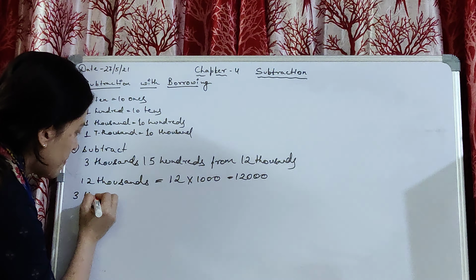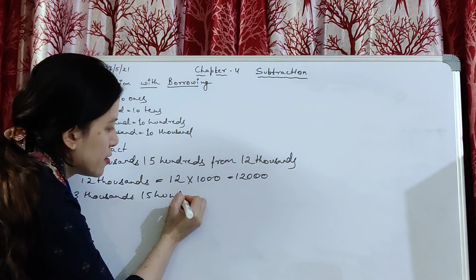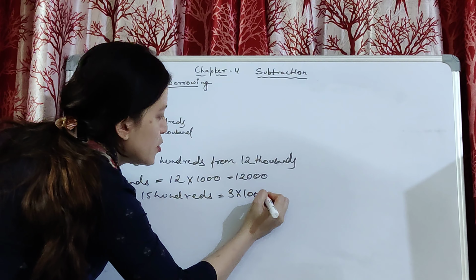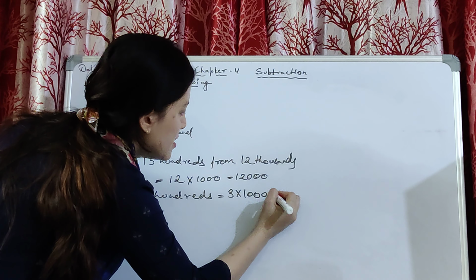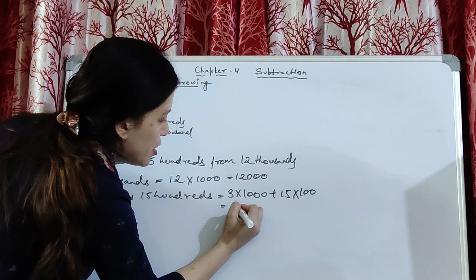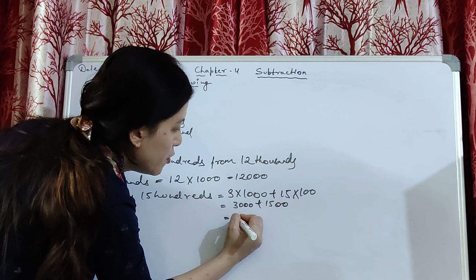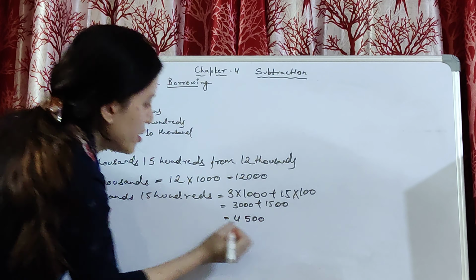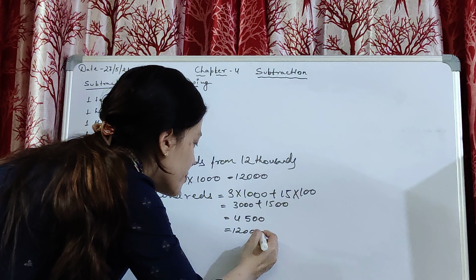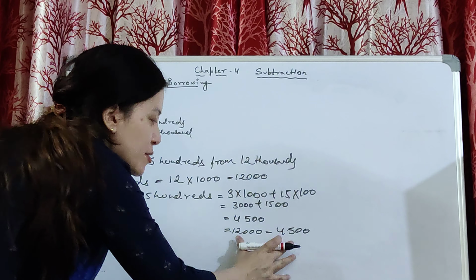Next is 3,000 and 1,500s. That means 3 into 1000 plus 15 into 100. So 3,000 plus 1,500 will give you 4,500. Now what you need to do is subtract 4,500 from 12,000. You have to subtract both of them.